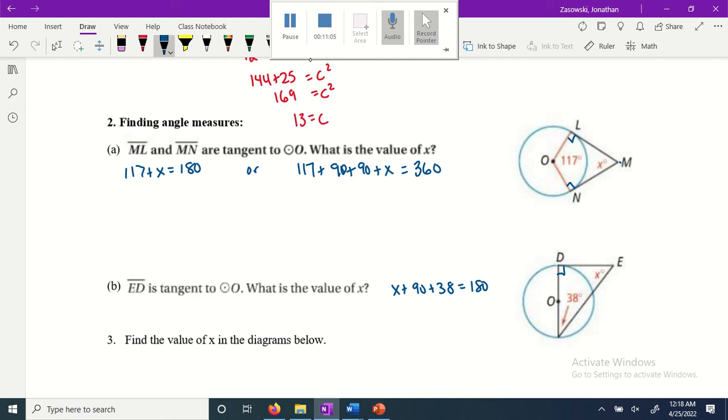Or if you know that these 2 are equal to 90, these 2 angles are going to also have to equal 90. So, sorry, these 2 add to 180. These 2 are going to have to add 180. So you can also solve it using that easier equation there, if you'd like. It's up to you. But this is going to equal 297 when you add those together. And then we're going to get 63 when we subtract from both sides.